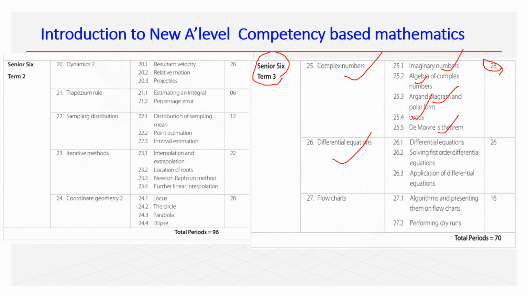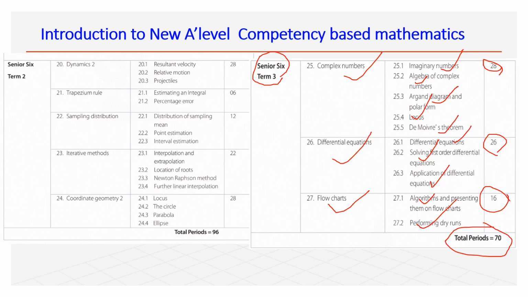Differential equations, we shall have the differential equations, solving the first order differential equations, then the application in real life, and this will take us 26 periods. Flow charts will mark the end of the topics with its subtopics, the algorithms, and presenting them on flow chart, then performing the dry runs. This will mark 16 periods, a total of 70 periods. We can see that third term, being so close to the final assessment or the end of cycle assessment, we shall actually have the 70 periods.